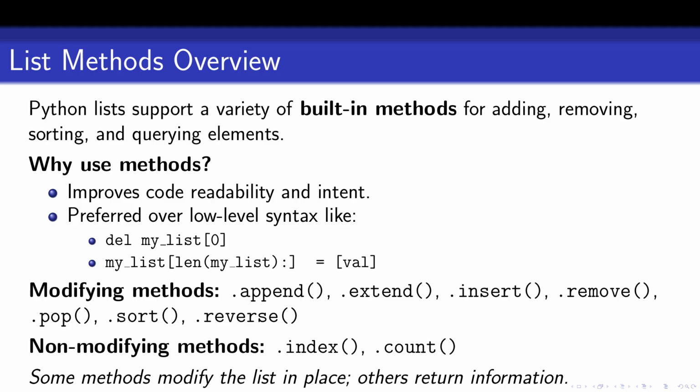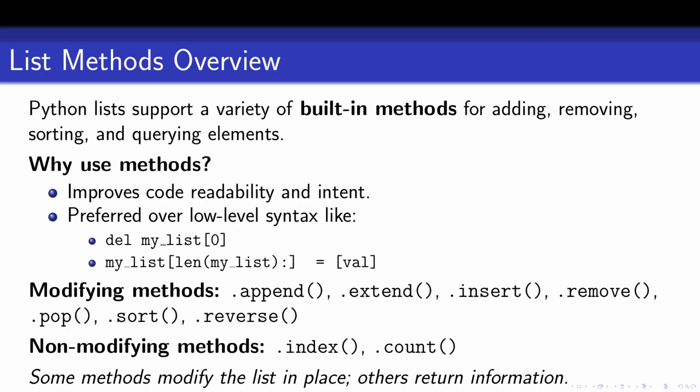Python lists come with a powerful set of built-in methods that allow you to add, remove, sort, and examine elements efficiently. These methods are preferred over manual index manipulation because they express your intent more clearly and make your code easier to read and maintain. For example, instead of slicing and extending manually, you can use append, extend, or insert to add items. Similarly, you can remove elements using remove or pop rather than low-level constructs like del mylist[0].